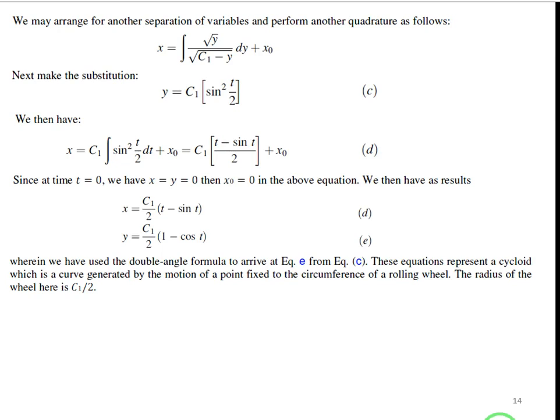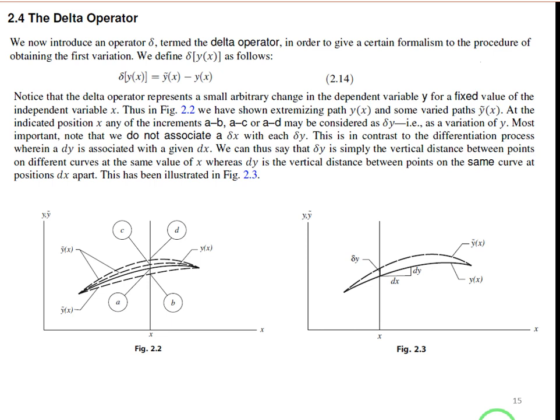Okay, let's continue our discussion. In this video, I'm going to speak about a new operator. We name it a delta operator, and I'm going to show you how we can derive Euler-Lagrange equations using the delta operator instead of, let's say, the epsilon eta method.